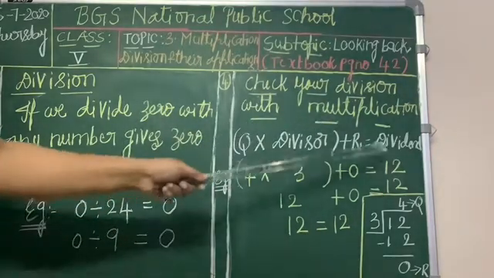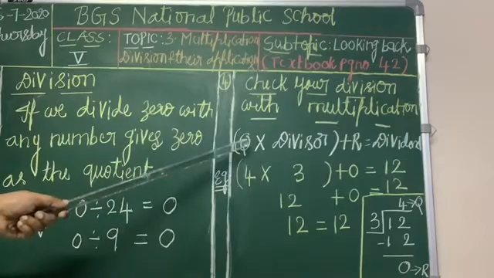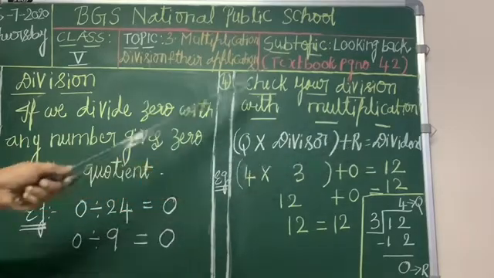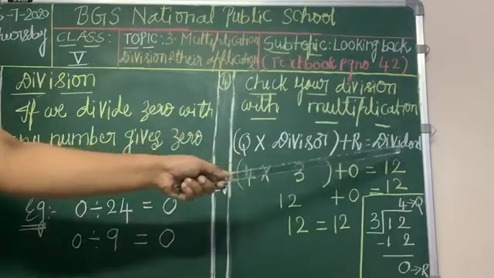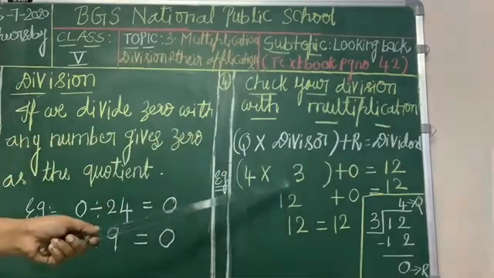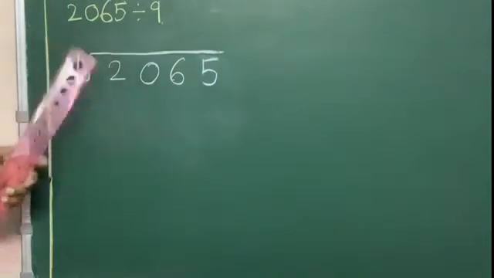Okay, first you have to remember this formula. Q for quotient, R for remainder. Quotient into divisor plus remainder equals dividend. This is very, very important. Fine. Yes, children. Now let us learn how to do the division.